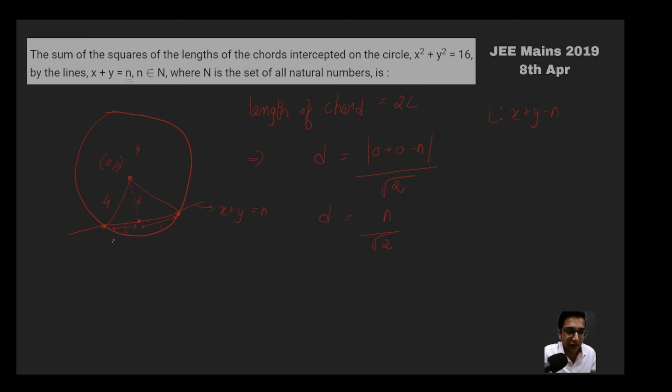And from here, using Pythagoras theorem in this triangle, what do we get? 4 square is equal to d square plus l square. So L square is equal to 16 minus d square, which is n square by 2. So we get L to be root under 16 minus n square by 2. And what does our length of the chord finally become? Which was 2L, so it becomes 2 times root under 16 minus n square by 2. Sorry, this is just under n square.